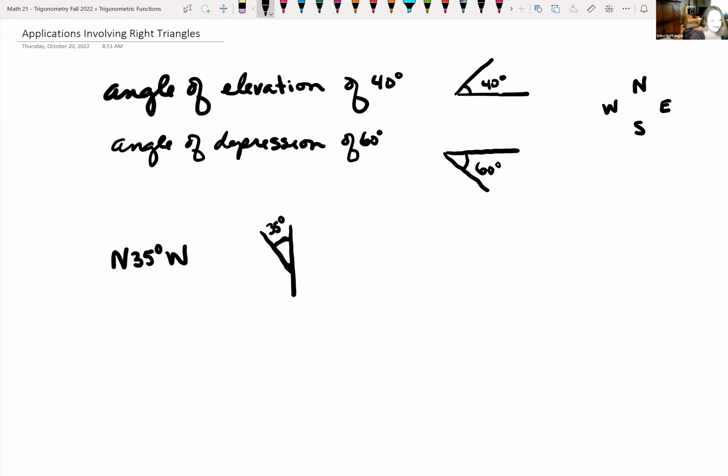What if it said south 100 degrees east? In this case, again, I'm starting at the vertical line, but I'm on the south and I'm going east. So heading east 100 degrees, that would be about here.